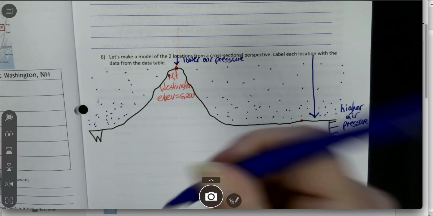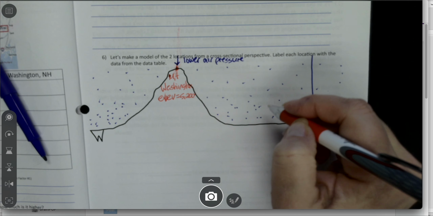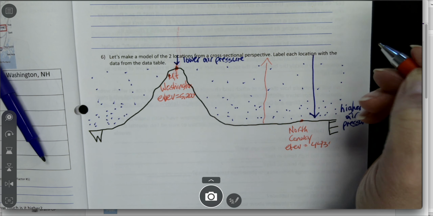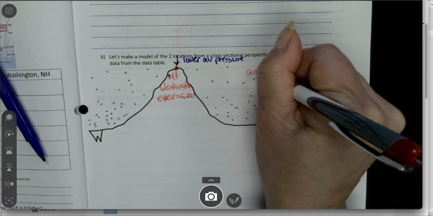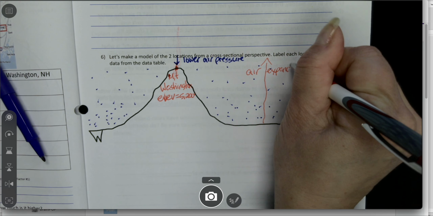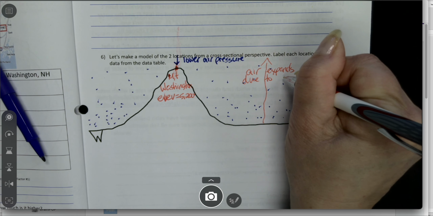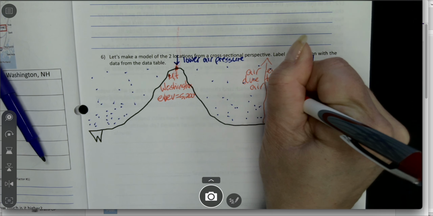So what does that mean in terms of the air itself? Well, we know that as you go up, we know that the air expands due to lower air pressure.